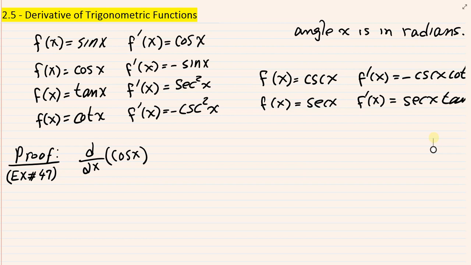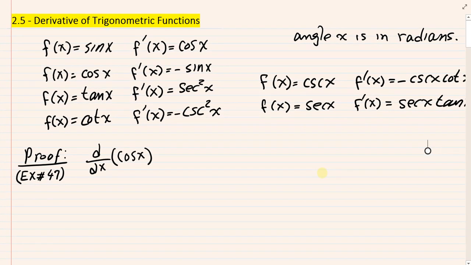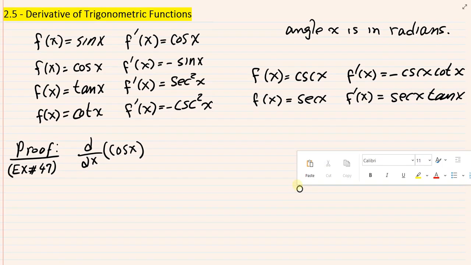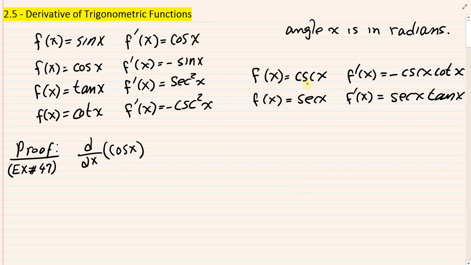Now I've written this as a theorem, actually in your book, and we'll prove one of them, and the rest of them you can prove the same way. Okay, so first, the function sine x: the derivative of sine turns out to be cosine. The derivative of cosine is negative sine. For tangent it will be secant squared. Cotan is negative cosecant squared. And the derivative of cosecant is going to be negative cosecant cotan, and that for secant is going to be secant x tan x. Okay, so these are the basic derivatives.